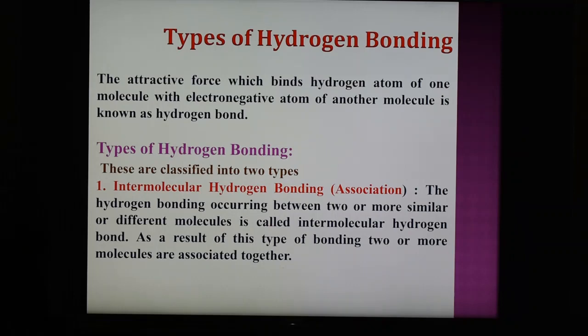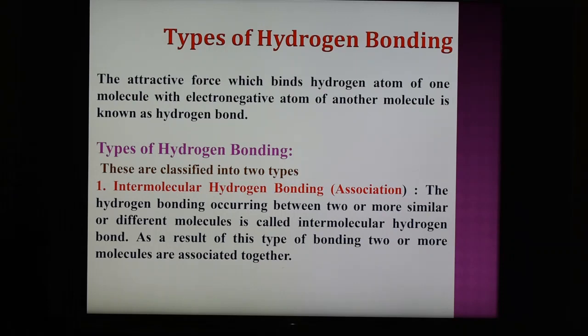Now we are going to see the types of hydrogen bonding, and there are two types. One is intermolecular hydrogen bond and the second is intramolecular hydrogen bonding. For the first one, here is intermolecular hydrogen bonding. Because of this bonding, it is also known as association. The hydrogen bonding occurring between two or more similar or different molecules is known as intermolecular hydrogen bonding. As a result of this type of bonding, two or more molecules are associated together, and some examples of this type of hydrogen bonding are shown.